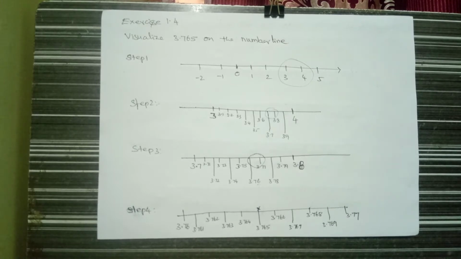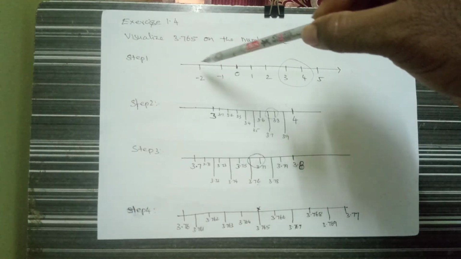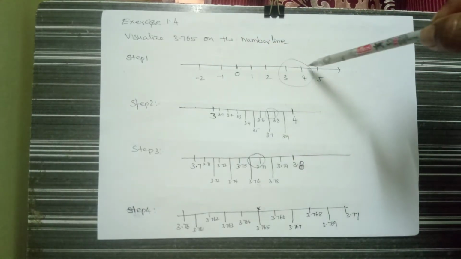The first one is visualize 3.765 on number line. How can we visualize 3.765 on number line? So, like zooming. Okay, step one, you just write down the number line.